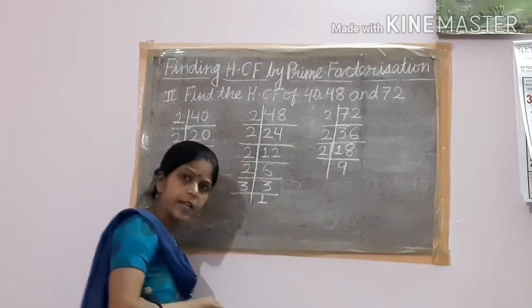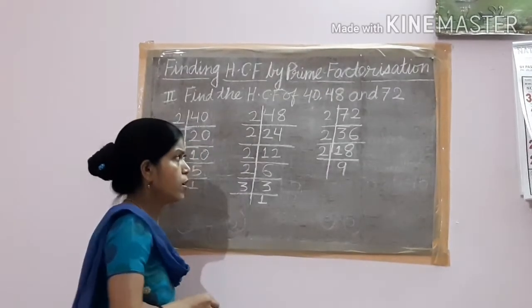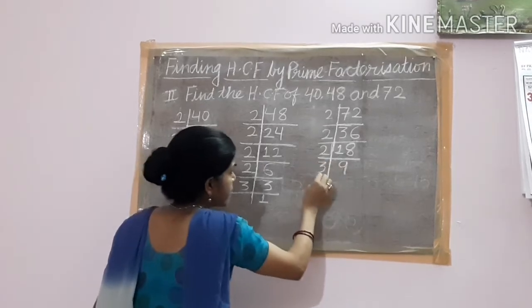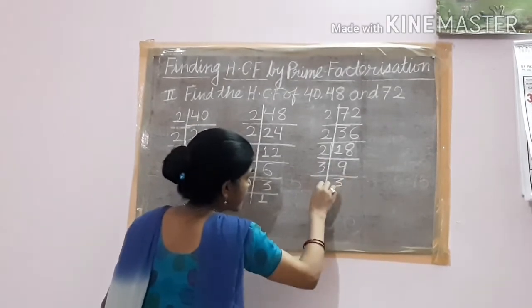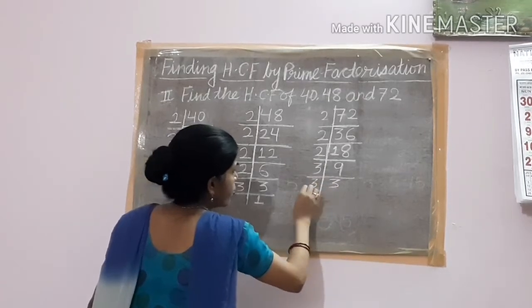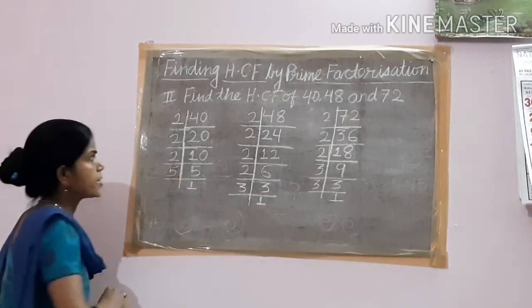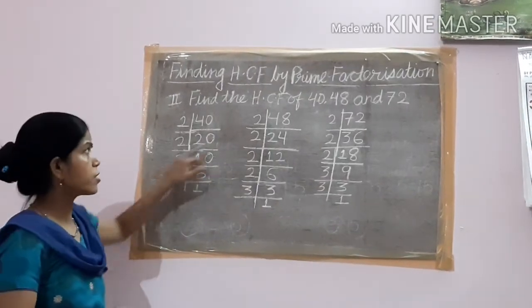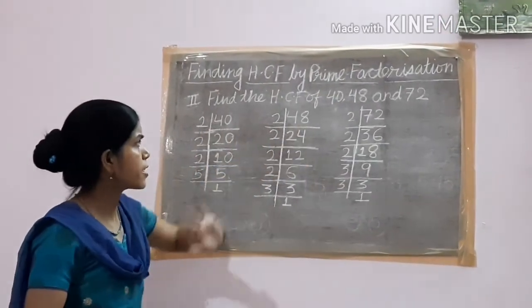Is 9 divisible by 2? No. 9 does not come in the 2 table. You have to divide it by 3. 3 threes are 9. Now again 3 ones are 3. So I have divided using short division all these numbers, 40, 48 and 72.